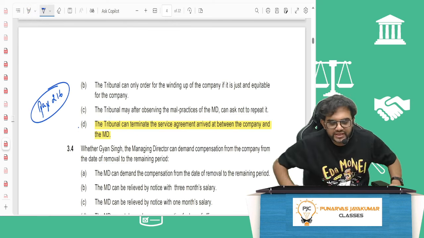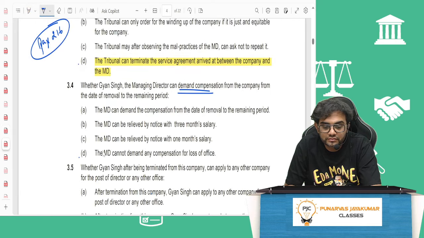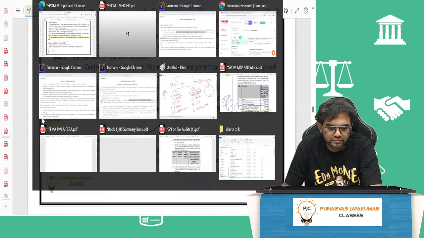Whether Gyan Singh, the MD, can demand compensation. Page 215. Point number 7. Circumstances. Point 7.